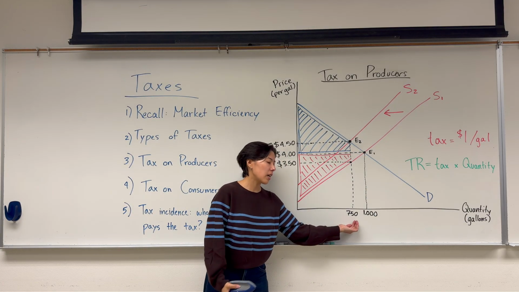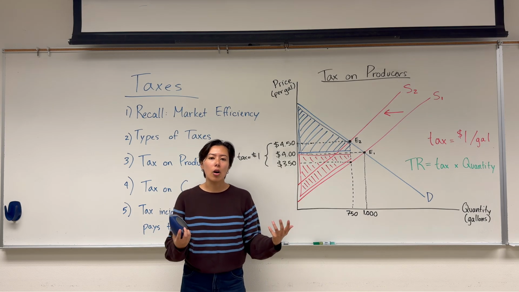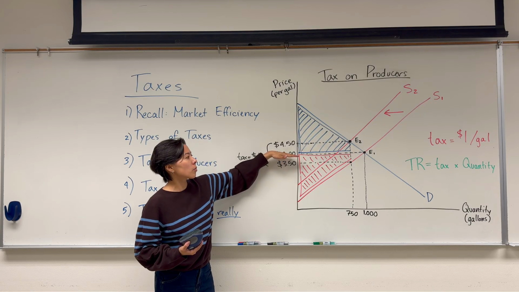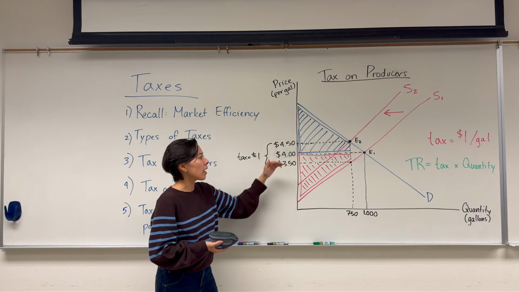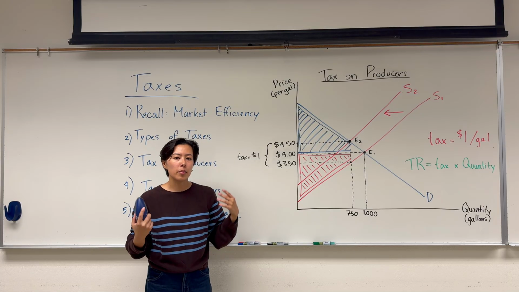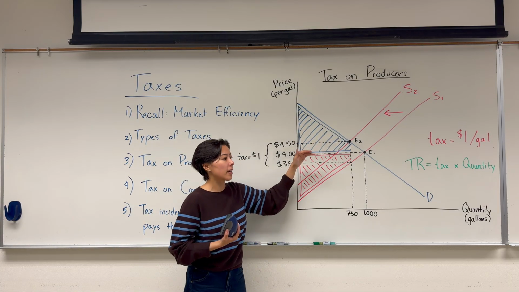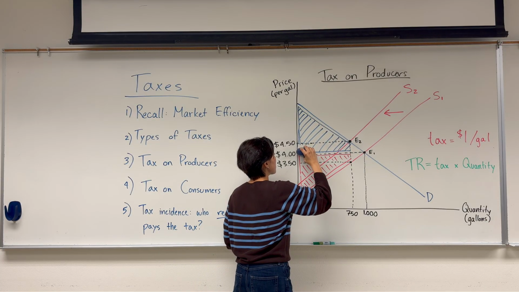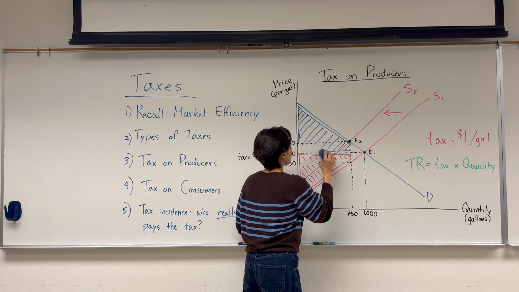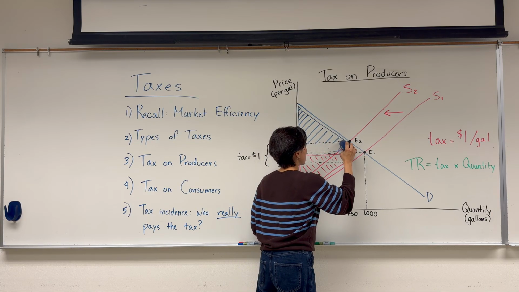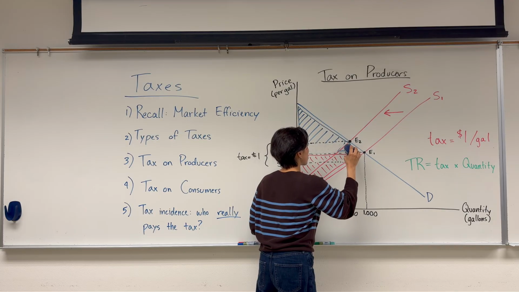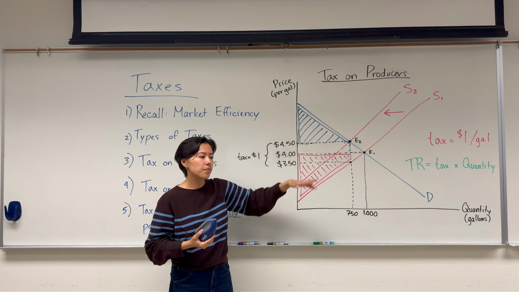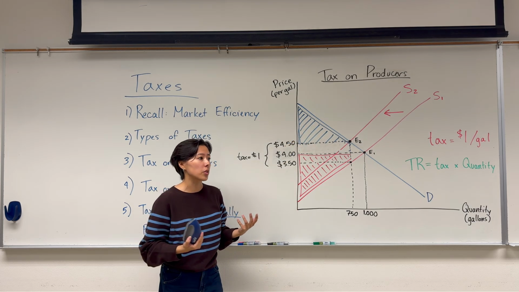So because we have fewer gallons of gasoline being sold, we have some loss of welfare. At the same time though, now my consumers are paying a higher price. And so because they're paying a higher price, remember my consumer surplus is the area below my demand curve and above the market price, my consumers are also losing out on this area of surplus here. So my consumer surplus triangle is shrinking as a result of the tax.